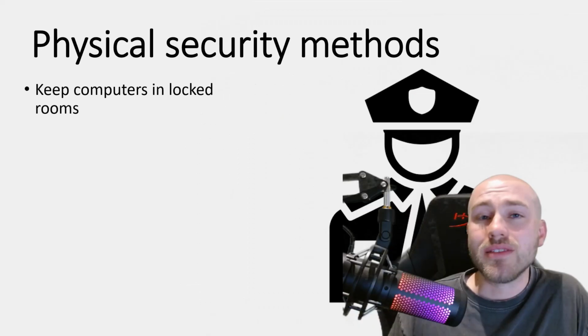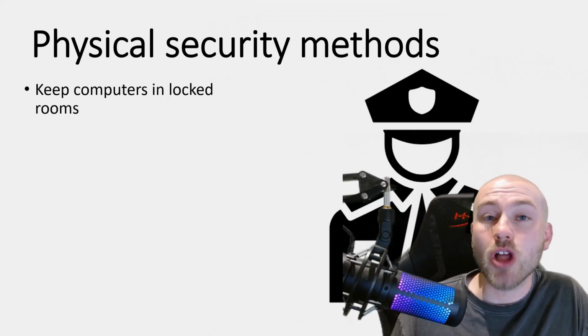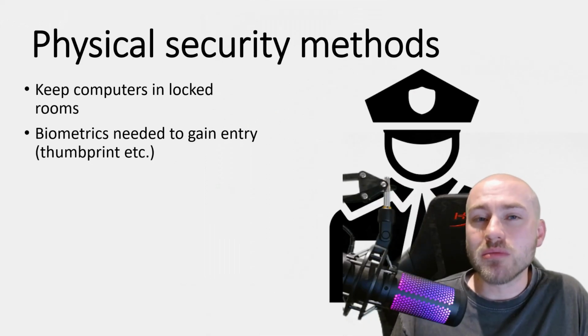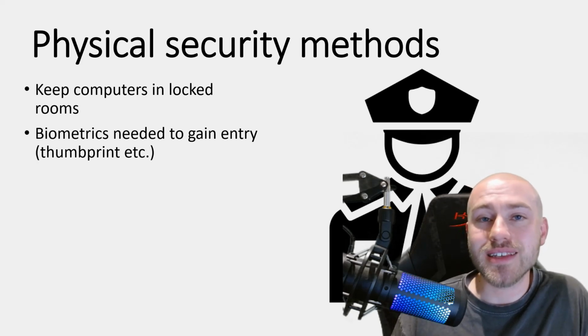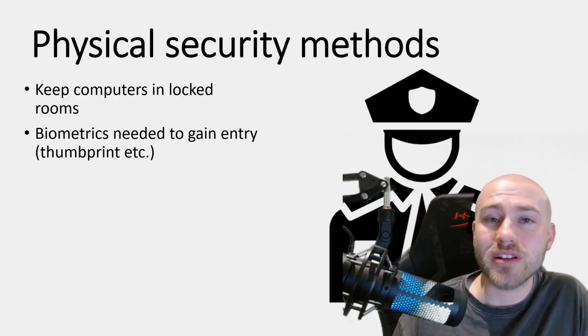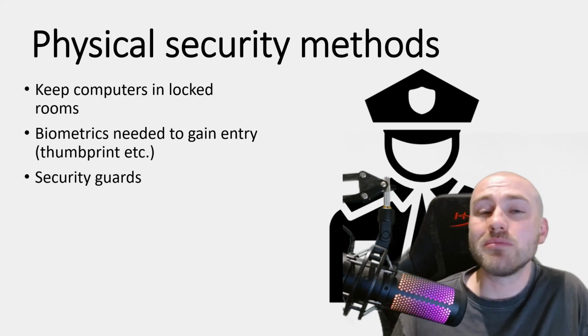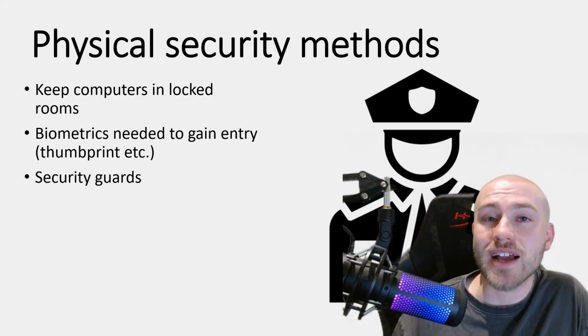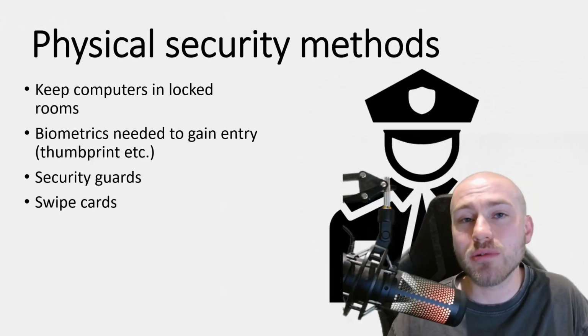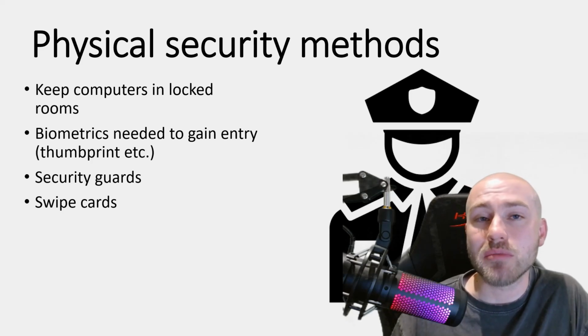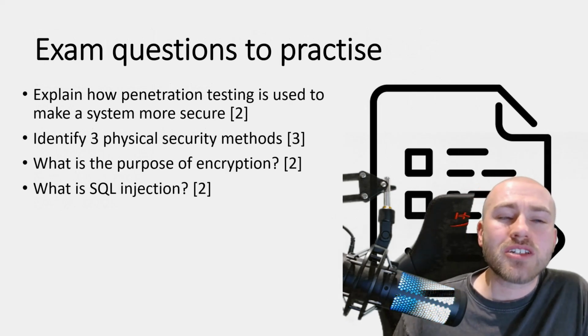As well as these, we've got physical security methods. These can be as simple as keeping computers in a locked room, or we might use something like biometrics. These are really common on smartphones where you've got things like Face ID, retinal scanners, fingerprint scanners, and so on. You might employ a security guard which will just stop any access unless they are authorized, and you could use a swipe card like I have for work, which is a little badge which will just get me in and out of the buildings.